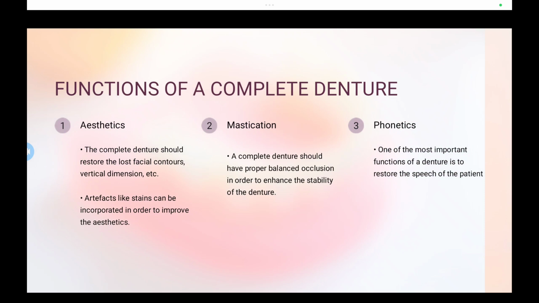Next, mastication. A complete denture should have proper balanced occlusion in order to enhance the stability of the denture. Third, phonetics. Phonetics means speech. One of the most important functions of a denture is to restore the speech of the patient.